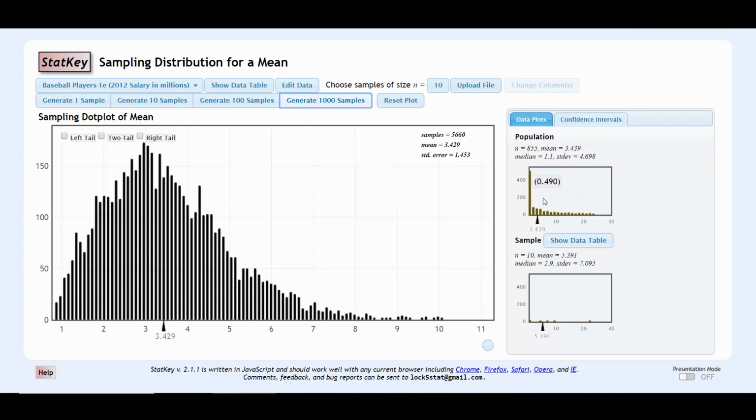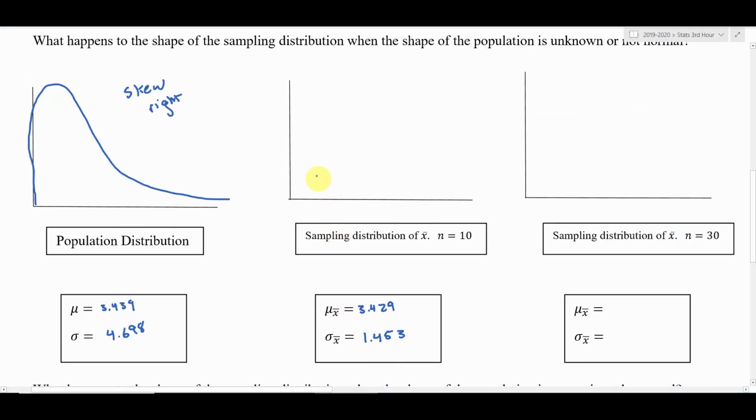All right, so you'll notice this was the population. This is our sampling distribution with samples of size 10. Remember how the population was extremely skew right? Well, when we look at this, it's not as skew right as it was before. It's still skew right, but not as much as it was before. So it's lost a little bit of its skew. And so now when I draw this thing, it has a visible tail on the left, but it's still skew right. So I'm going to draw it with a little bit less skew.